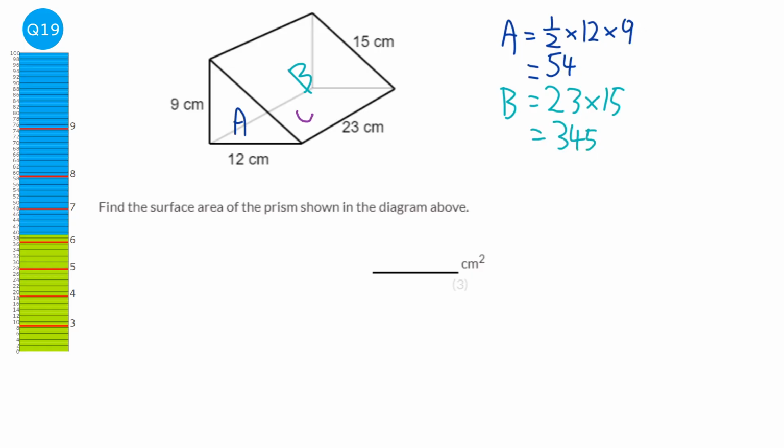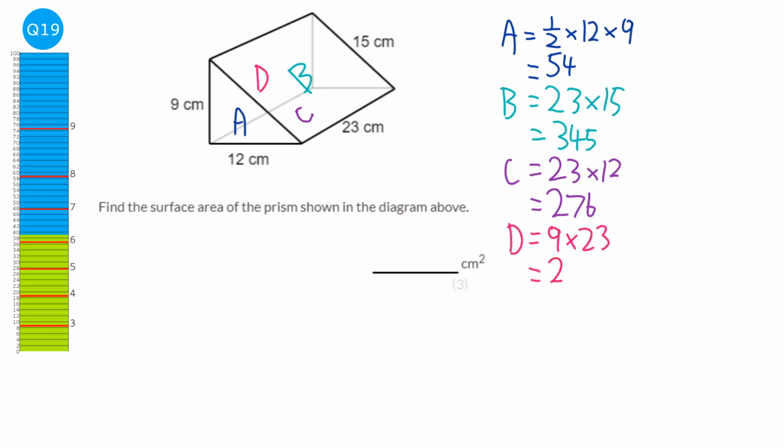We're going to do the base of the triangle or rectangle, at the bottom. And so that is going to be 23 times 12. And that is 276. And the next thing we're going to do is this rectangle at the back, which I'm going to call D. And that is going to be 9 times the width, which is 23. So that's 207. Now we do have another triangle, but actually that's the same as A.